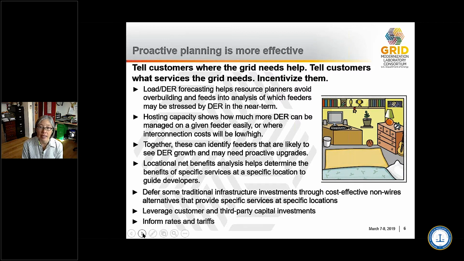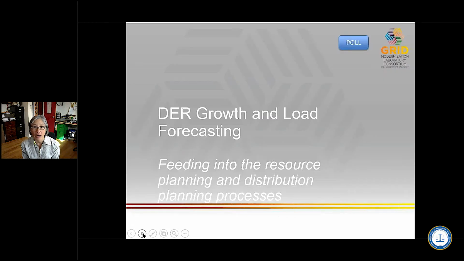Carrie, if you go to the next slide. So we need to be able to forecast load, accounting for DERs, in order to conduct our resource planning, so we know what we need to build and we don't overbuild. And also, if you know that you're expecting, for example, a lot of distributed solar, you need to think about that in your resource planning process.